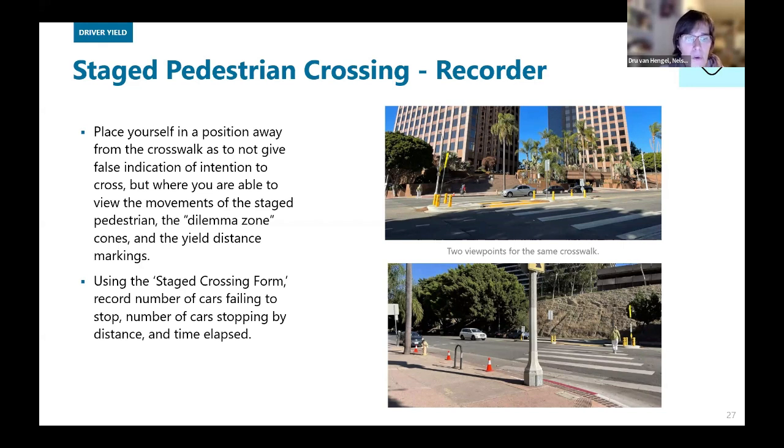Place yourself as a recorder in a position away from the crosswalk as to not give a false indication of an intention to cross, but also in a place where you're able to view the movements of the stage pedestrian, the dilemma zone cones, and the yield distance markings or cones.